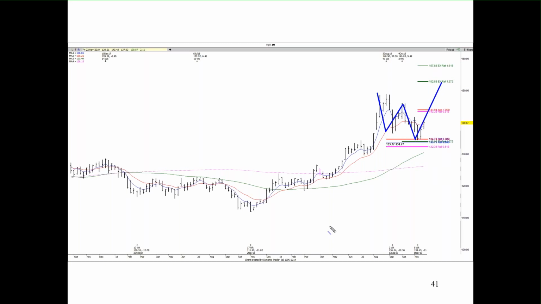And that doesn't mean it's going to get there for sure, but you always want to have targets to shoot for. You also want to watch hurdles on the way up, as far as what might get in the way. But there's that 133.77 and 134.77 area. Actual low 134.45.